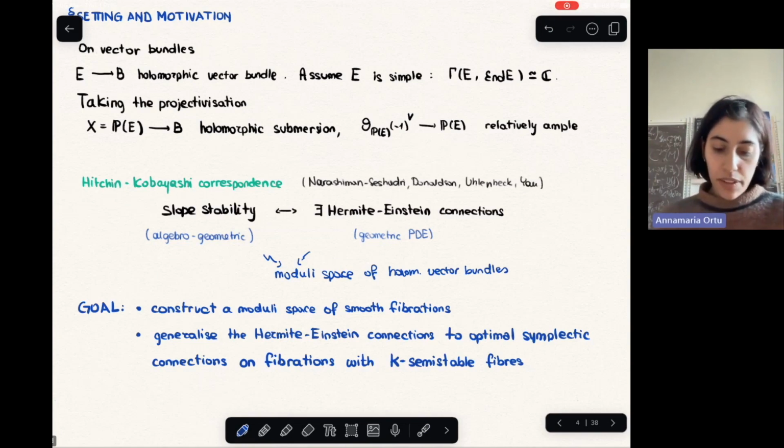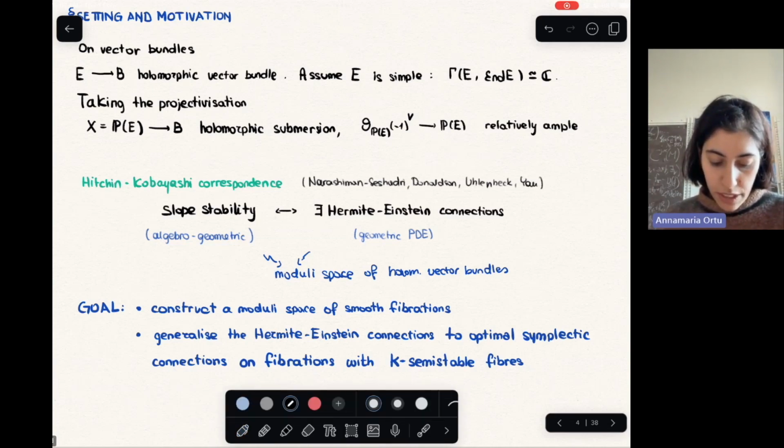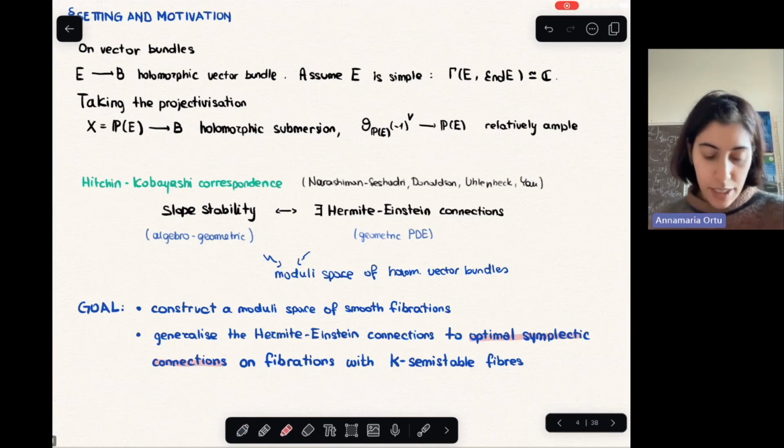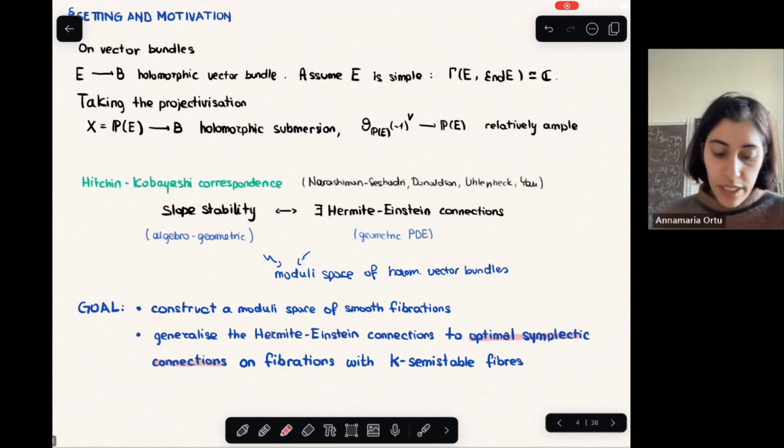And so a goal of my talk and of this project is to construct a moduli space of holomorphic smooth fibrations or holomorphic submersions. And doing this using a generalization of Hermite-Einstein connections to what are called optimal symplectic connections on these fibrations, that I will of course explain afterwards. And there will also be a notion of stability involving K-stability on the fibers of these fibrations.